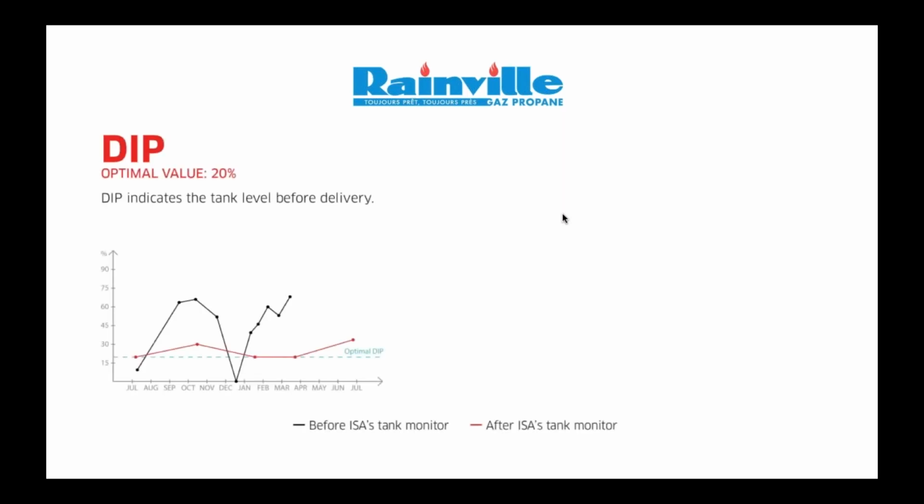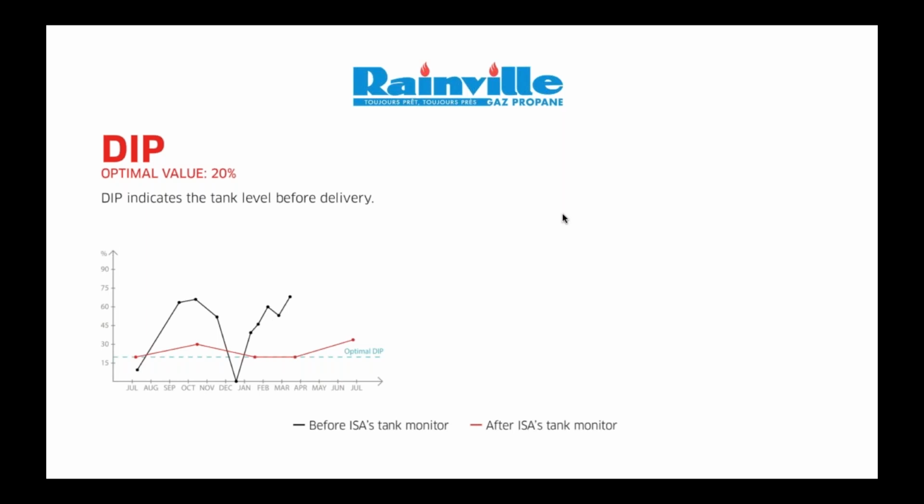And we monitored, so we knew the data before the 3 months of piloting. We know the data of the 3 months of piloting, and we compared, and the results were outstanding. So on DIP, DIP indicates the tank level before delivery. On the black line, you can see before ISA tank monitoring, it went up and down. Sometimes they went to fill up and the tank was at 60%. Sometimes they went to fill up and the tank was dry. So they did not have a clue of what was the level of gas inside the tank.